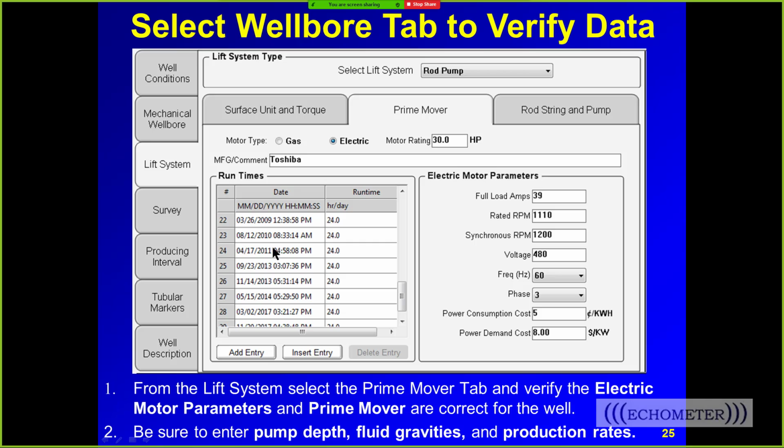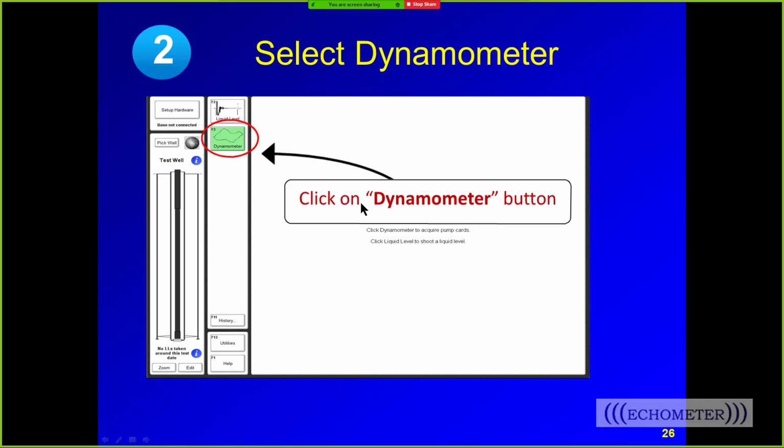And if we do a test, we're going to put that information in for that test if we're not 100% run. And it remembers 100% run and uses it in the future, but if every time you do a test it's a different amount, you put the percent run in right here, or the hours run per day right here under Edit Lift System Prime Mover.